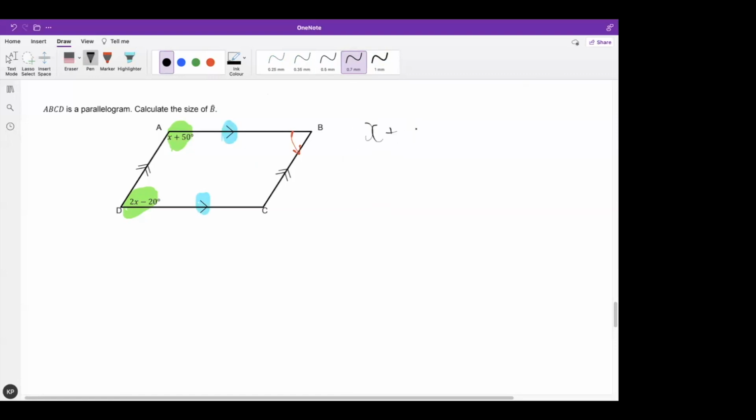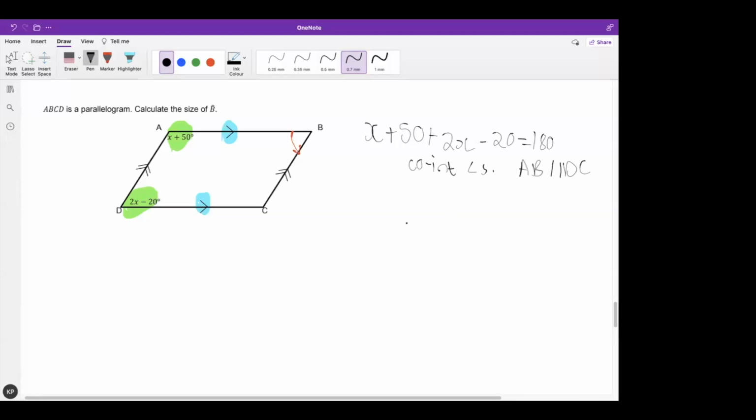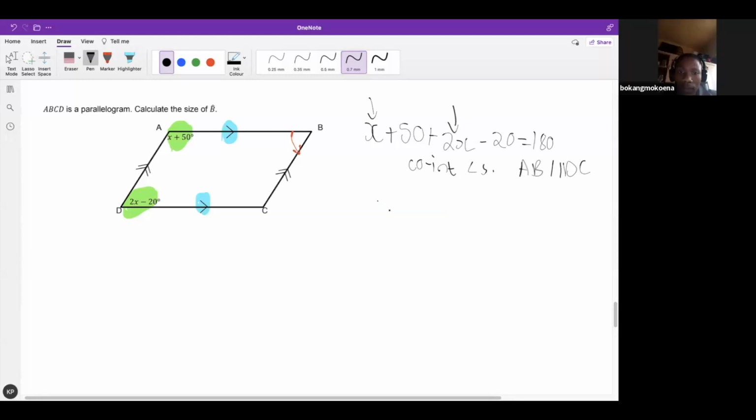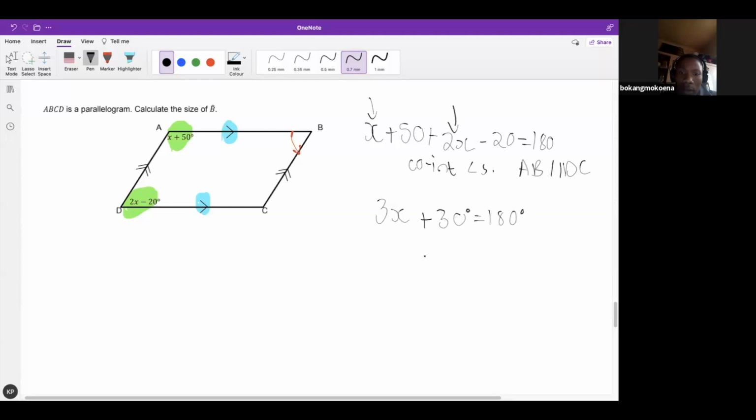x plus 50 plus 2x minus 20. Yes, equals 180, because they are co-interior angles. Do you see that? Yes, ma'am. There we go. AB is parallel to DC. I know you would have gotten it. Then x plus 2x is how much? 3x plus 30. 3x plus 30 is equal to 180, and then what?